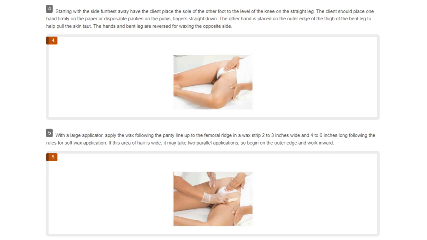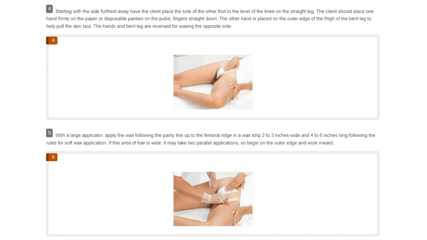4. Starting with the side furthest away, have the client place the sole of the other foot to the level of the knee on the straight leg. The client should place one hand firmly on the paper or disposable panties on the pubis, fingers straight down. The other hand is placed on the outer edge of the thigh of the bent leg to help pull the skin taut. The hands and bent leg are reversed for waxing the opposite side.